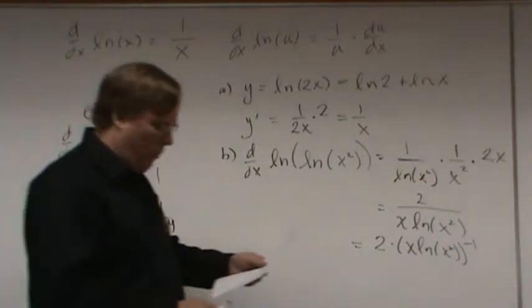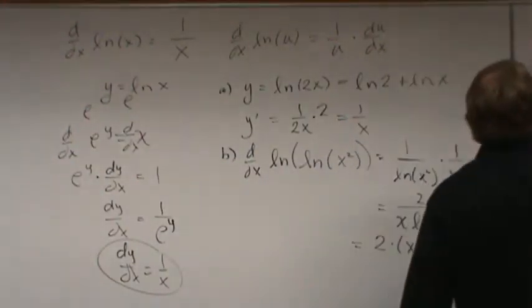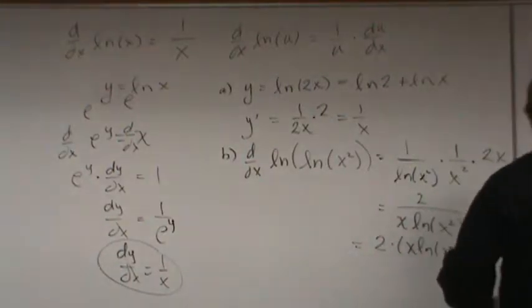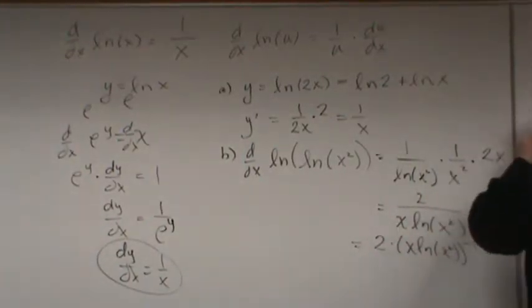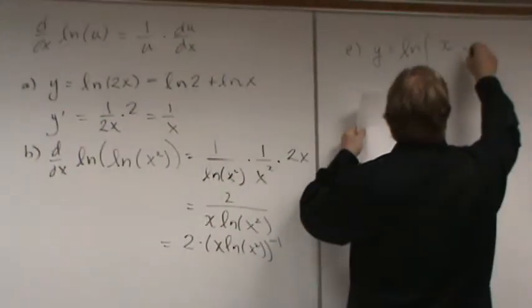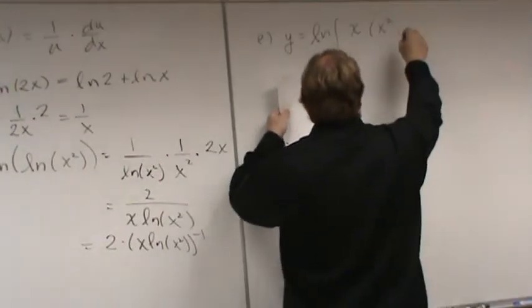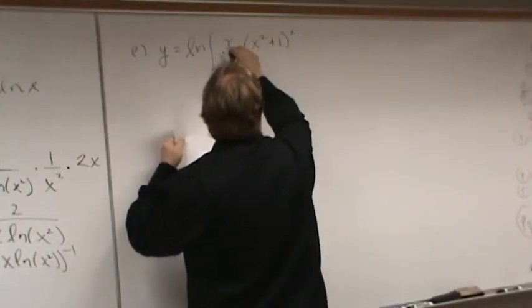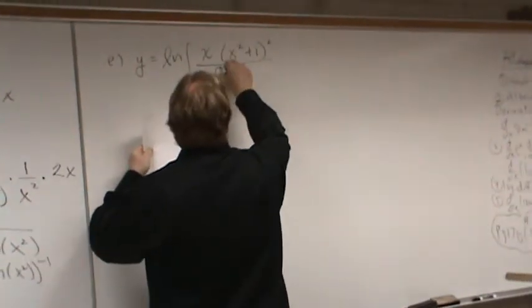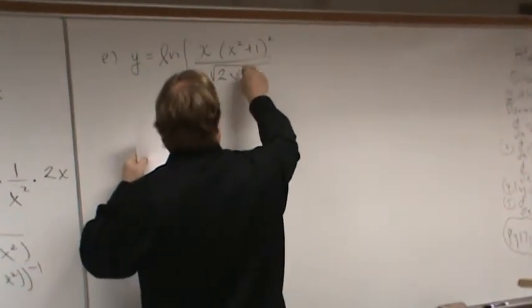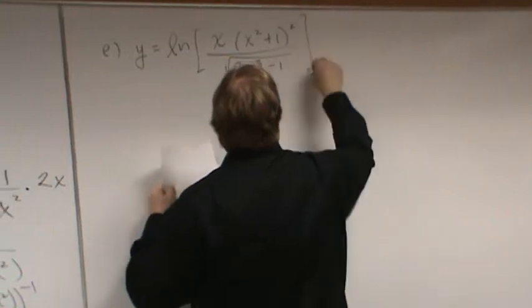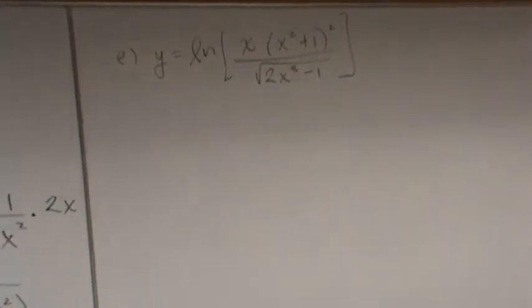Okay, let me give you one more. What if y equals the log natural of x times x squared plus 1 squared, over the square root of 2x to the third minus 1? Please write that down.